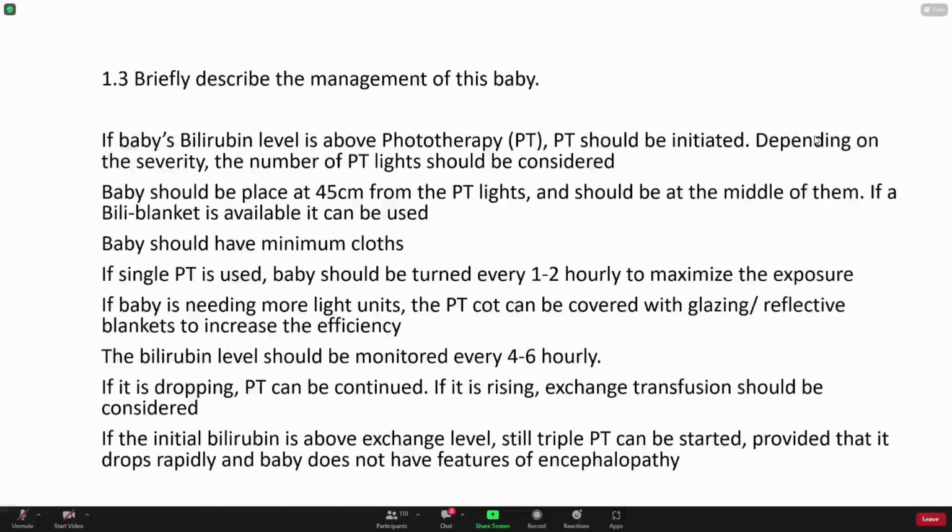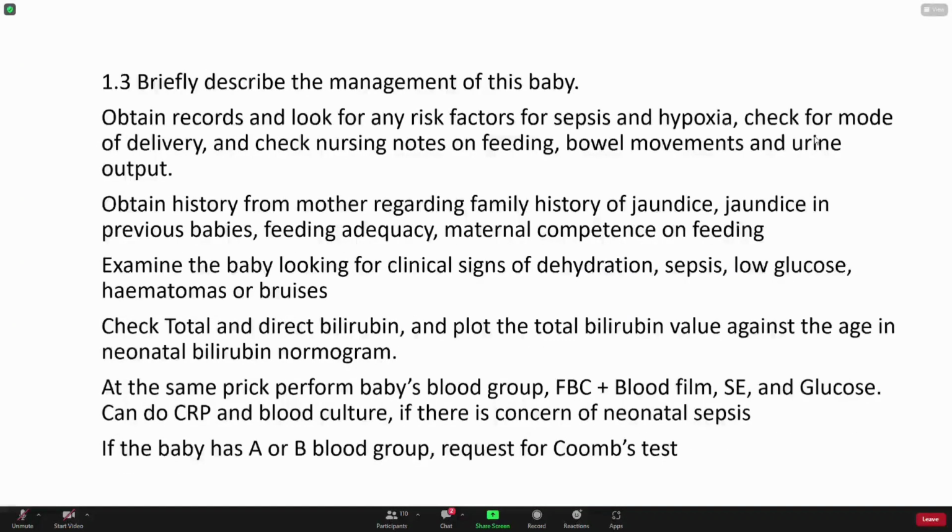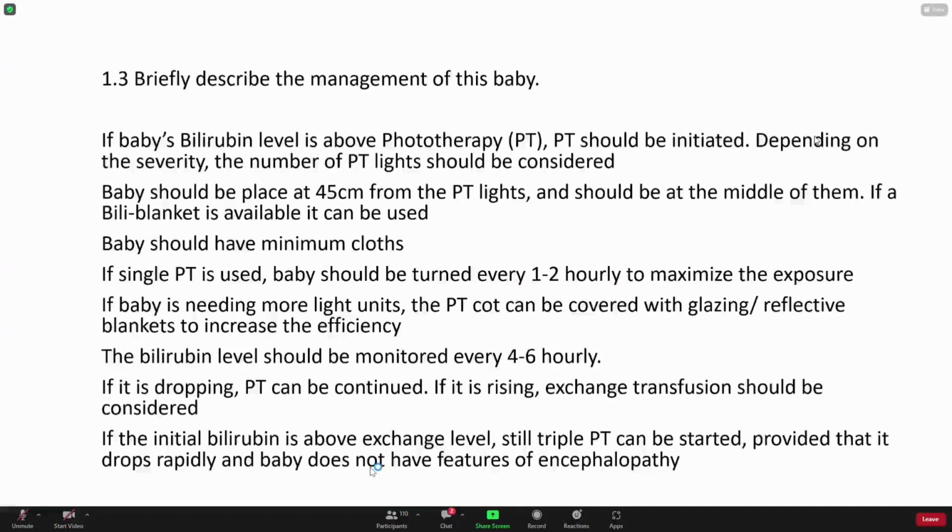So the next thing is, because this question is going to have more weight on the investigation part and the management of hyperbilirubinemia, if the baby carries 40 marks, right? Phototherapy should be initiated depending on the severity, and the number of units you can decide, right? You can say the baby should be in the center of the light field and should ideally be 45 centimeters from the phototherapy lights, right?